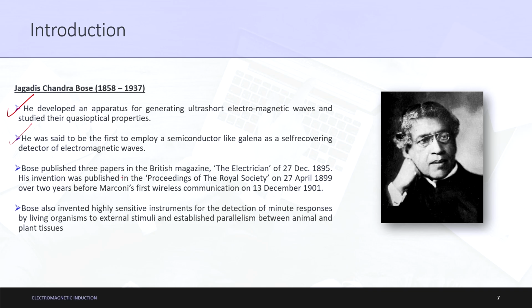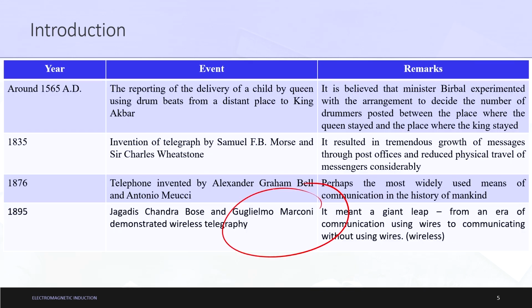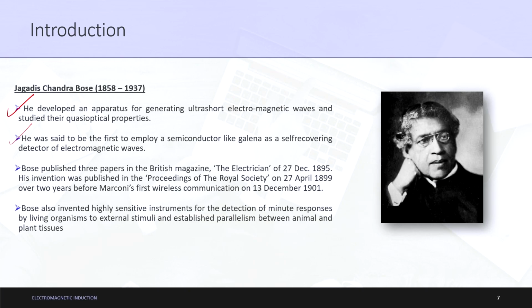Next, Bose published 3 papers in a British magazine, one of the most prominent magazines, like Electrician. His invention was published in the Proceedings of the Royal Society. The Royal Society is a group of people who are very popular among scientists. On 27 April 1899, over 2 years before Marconi's first wireless communication on 13 December 1901. Marconi was one of the scientists who was also responsible for wireless telegraphy.